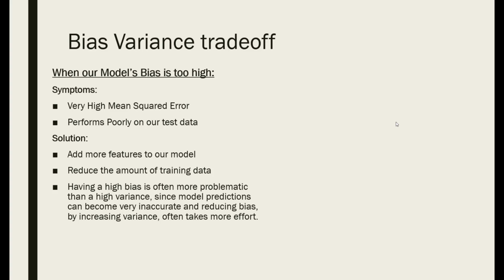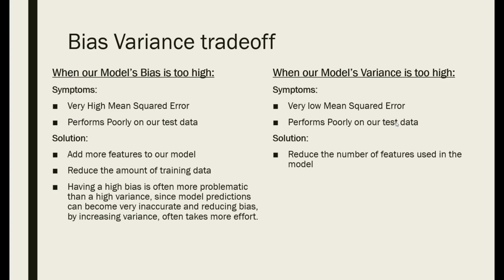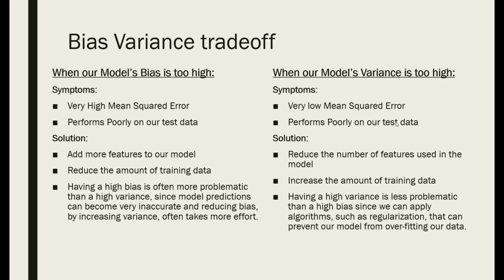So when our model's variance is too high, it means that our mean squared error will be too low, and the model again performs poorly on our test data. In order to rectify the high variance, you will have to reduce the number of features used in the model, and you will have to increase the amount of training data. Actually, having a high variance is better and less problematic than having a high bias, because we can apply algorithms such as regularization that can prevent our model from overfitting our data. So this is a brief overview of underfitting and overfitting.